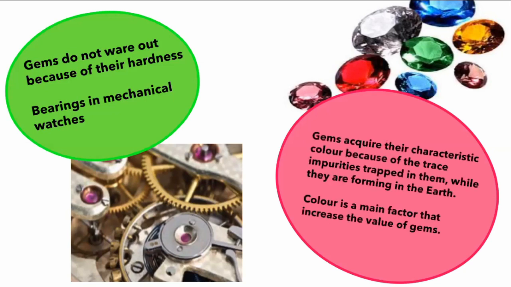Gems are found in earth in various colors. When gems are formed in earth, trace impurities or minor quantities of impurities are trapped inside them. And these impurities give the gem their characteristic color. Color is one characteristic that increases the value of gems. Therefore, this is a very rare instance where the amount of impurities in a mineral increases its value.